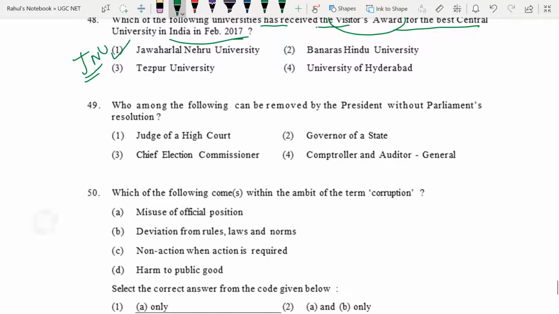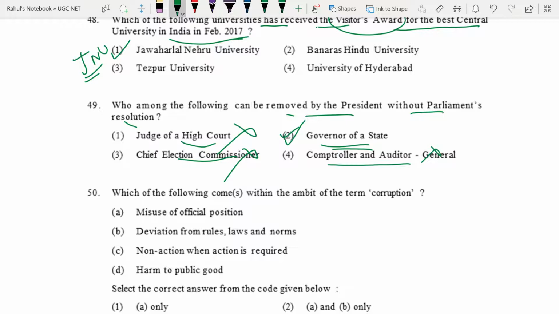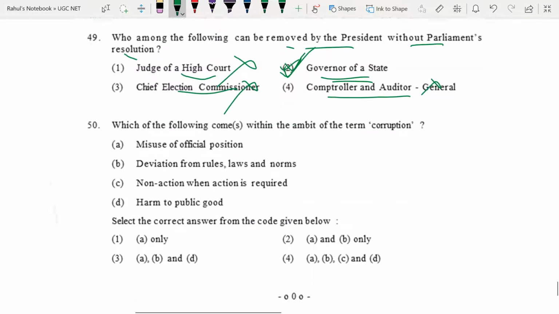The next one is, who among the following can be removed by the president without parliament's resolution? Judge of High Court, no. Chief Election Commissioner, no. Comptroller and Auditor General, no. Governor of State, yes, the Governor of a State can directly be removed by the president at any time, as direct powers are in the hands of the president. So option 2 is the correct answer.